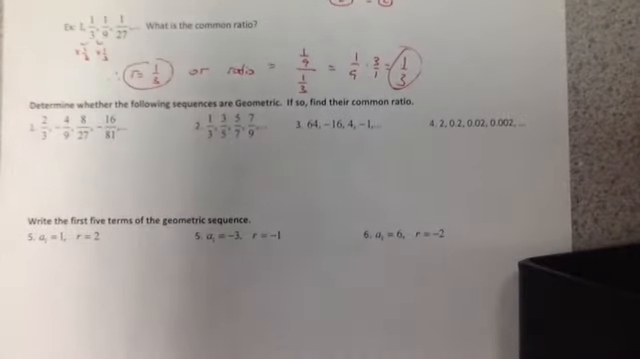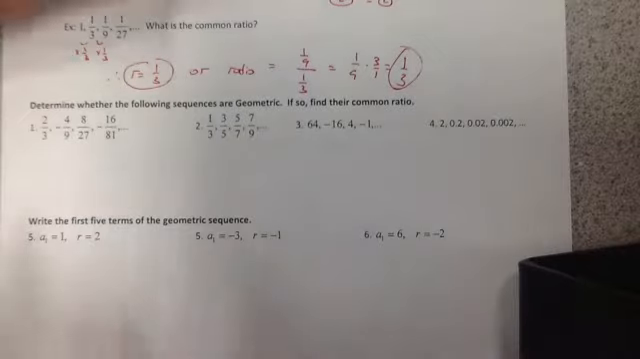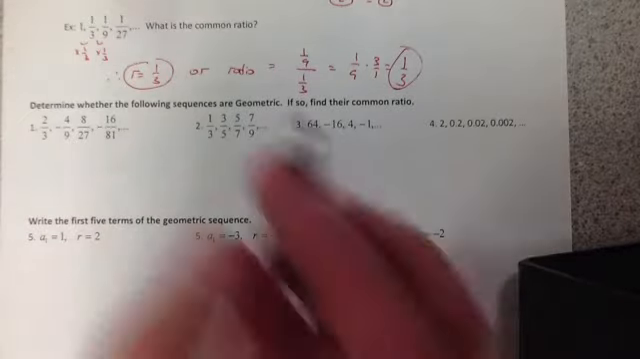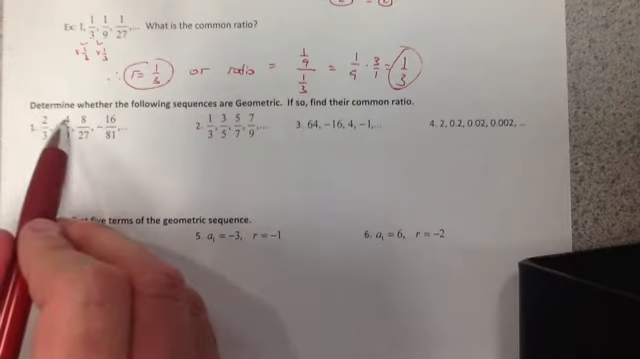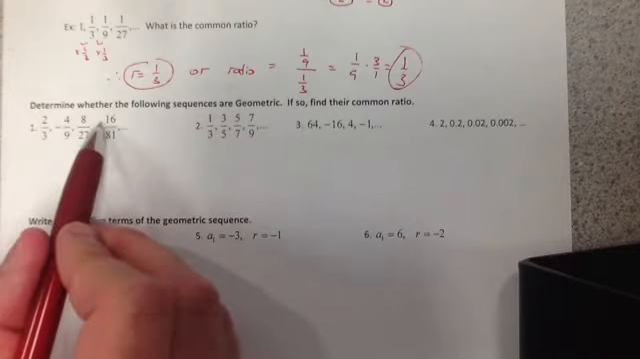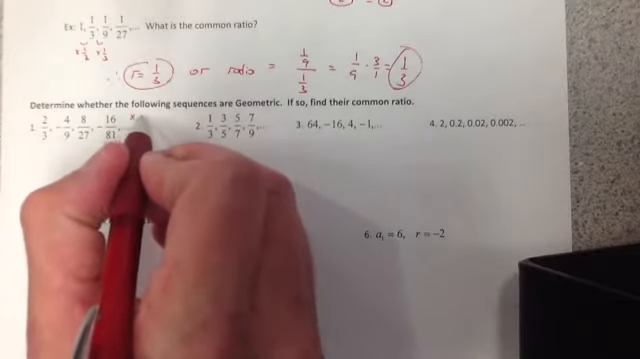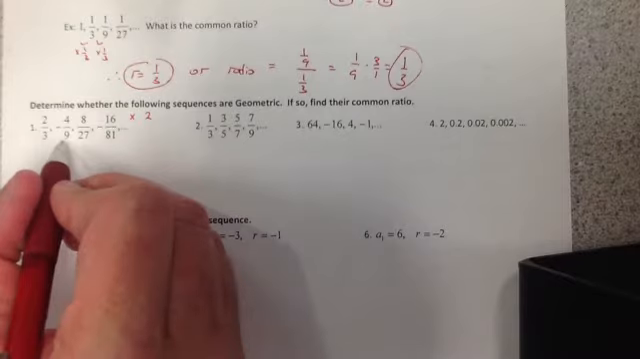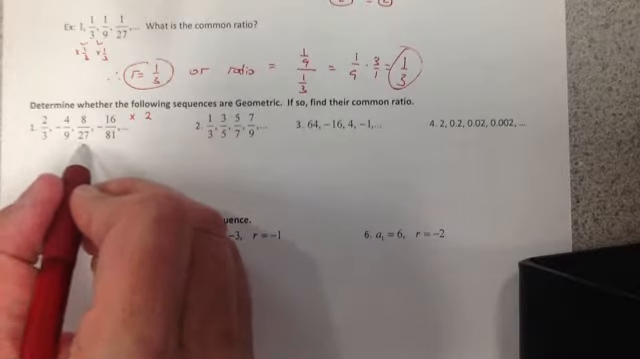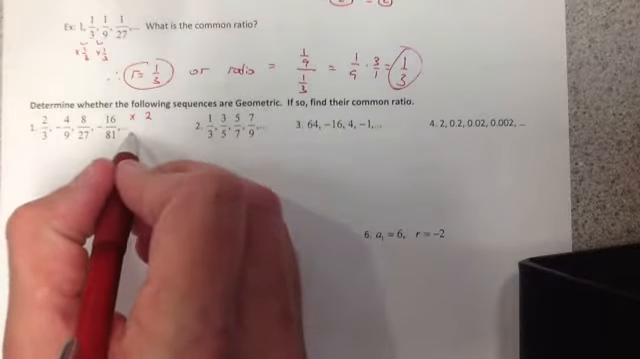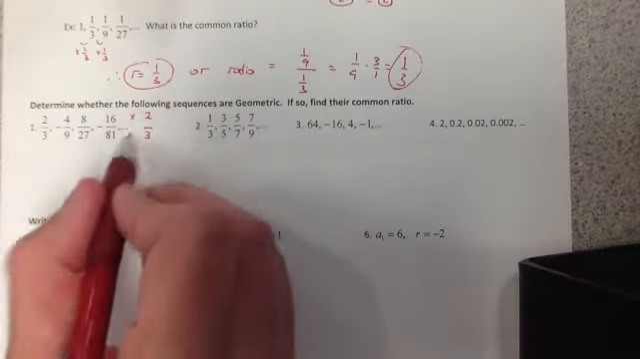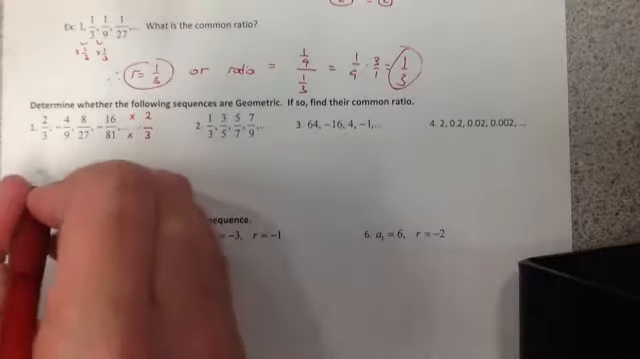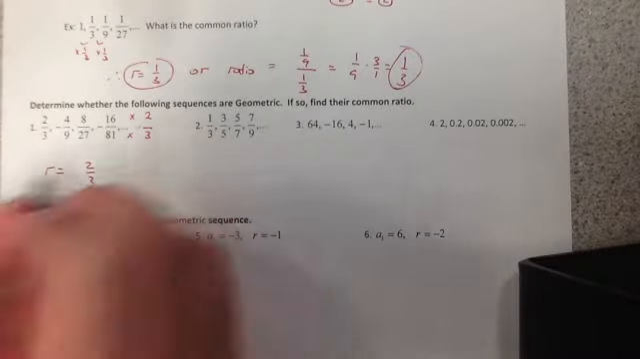So let's determine if the following sequences are geometric. If so, find the common ratio. Now one way to do it, especially with fractions, is to look at top and bottom. Take a look here. 2 times 2 is 4, 4 times 2 is 8, 8 times 2 is 16. So it appears that we're multiplying the top by 2. Let's look at the bottom. 3 times 3 is 9, 9 times 3 is 27, 27 times 3 is 81. So it appears we're multiplying the bottom by 3. So we're multiplying top and bottom by the same number, so far our R is 2/3.